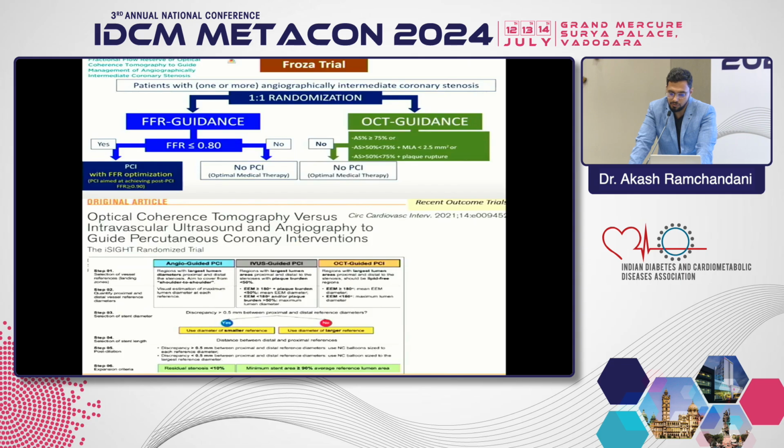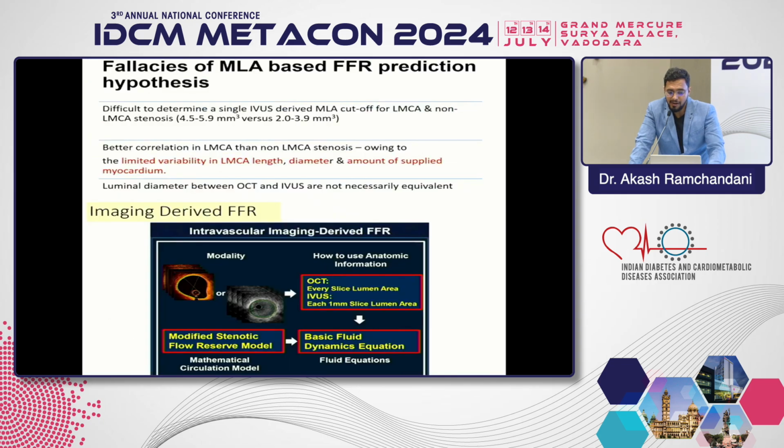Now OCT also has the same concept, but its MLA values are comparatively lower. The FORZA trial and INSIGHT trial are newer, comparing FFR and OCT MLA. But MLA has some problems. There are fallacies of MLA-based FFR prediction, because it is difficult to define the MLA cutoff for LMCA and non-LMCA. There is better correlation in LMCA than in non-LMCA stenosis, owing to the limited variability of LMCA length, diameter, and amount of supplied myocardium.